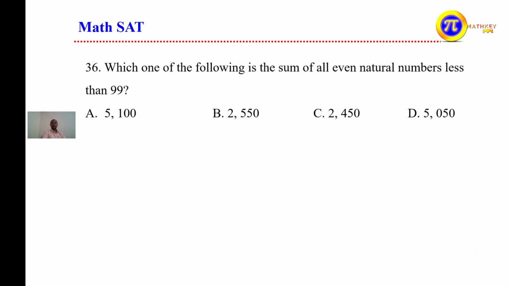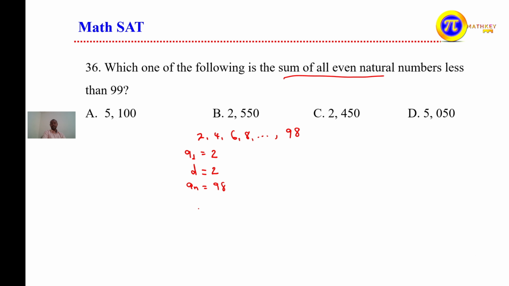Let's come to the next one: which one of the following is the sum of all even natural numbers less than 99? What is asked is the sum of even natural numbers less than 99. Natural numbers start from 1, but since we want even numbers, we start from 2, 4, 6, 8, and so on until the last even natural number, which is 98. So we need the sum of this sequence 2, 4, 6, 8, up to 98. Here a_1 is equal to 2, the common difference is 2, and the last term a_n is 98.